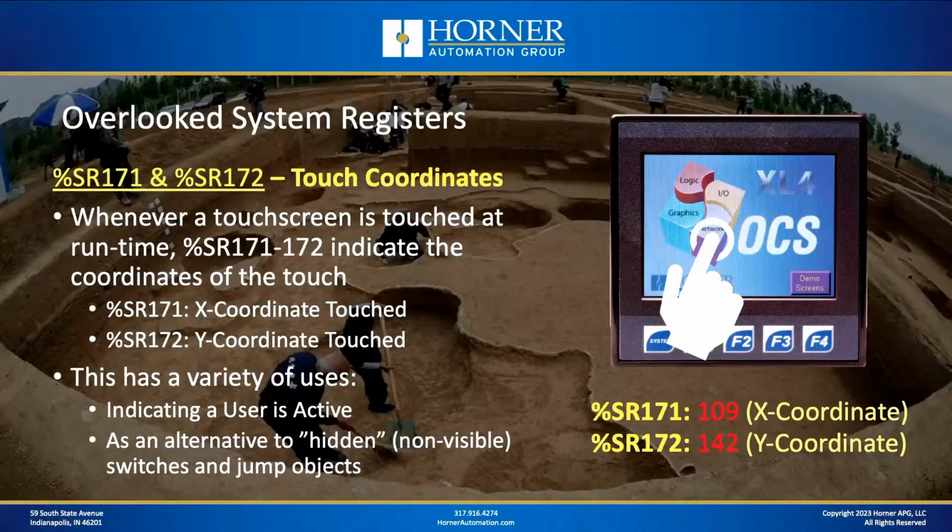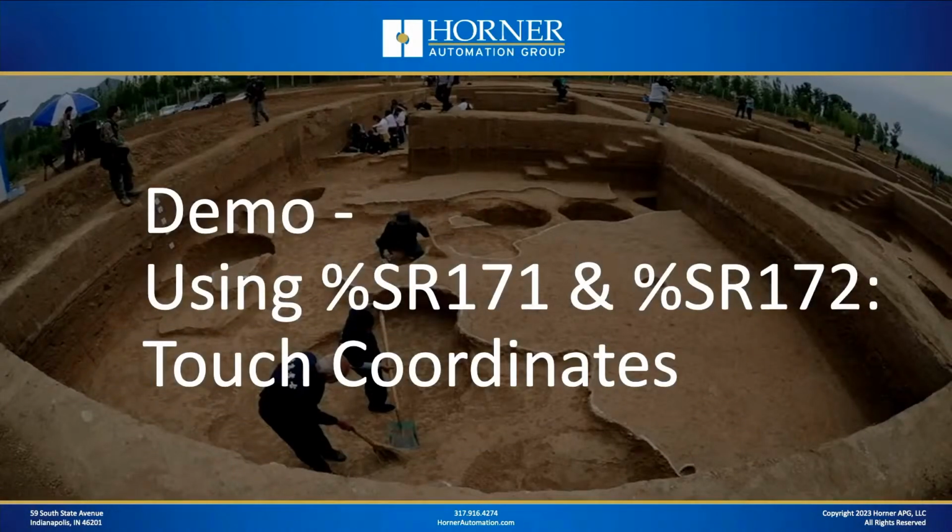Another use is effectively knowing precisely where on the screen an operator presses. So you can use this as an alternative to hidden or non-visible push buttons that you may want to place on a graphic. So when an operator touches a graphic, something happens. Maybe it's a screen jump, or maybe it's activating a particular bit, like a push button. If you want to use the touch coordinates as an alternative to a hidden push button or a hidden jump button, that's certainly an option that you have. Okay, so let's go ahead and demonstrate how these could work in an application.